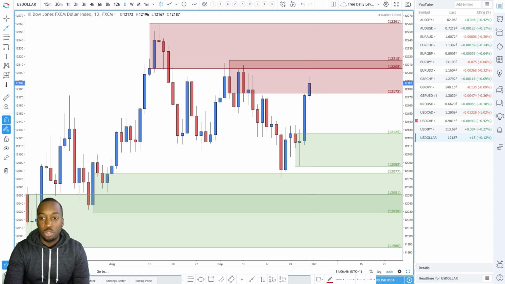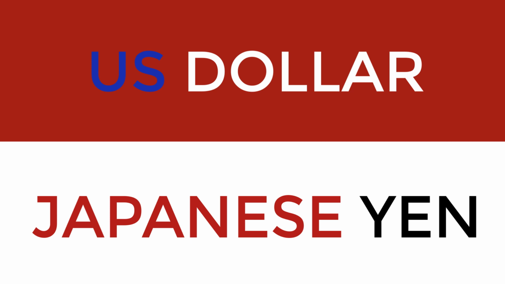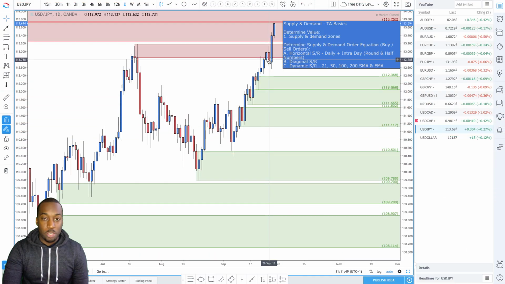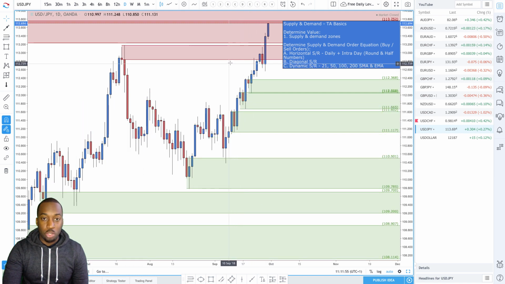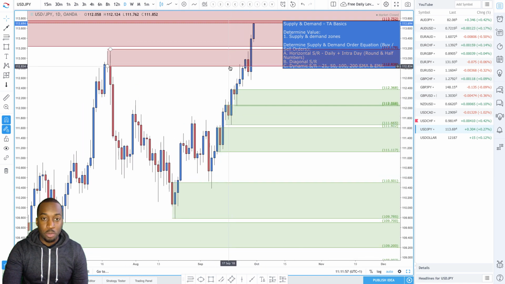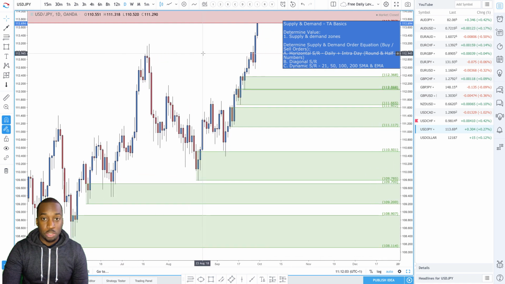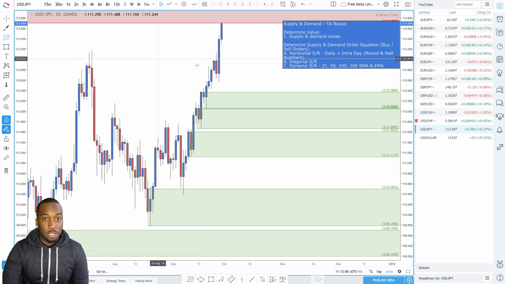So moving on to the dollar yen. Last week we came up into this supply zone here, and then we got some bullish news with regards to FOMC and the rate hike. So we can take off the supply zones and we can add this demand zone right here.